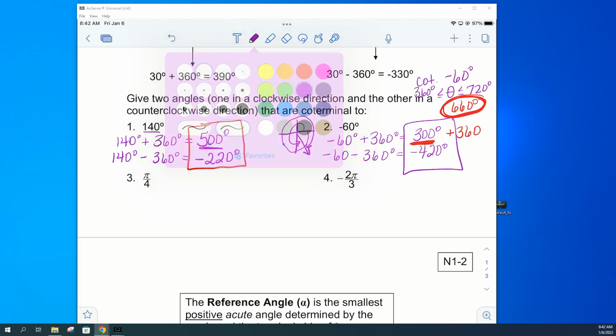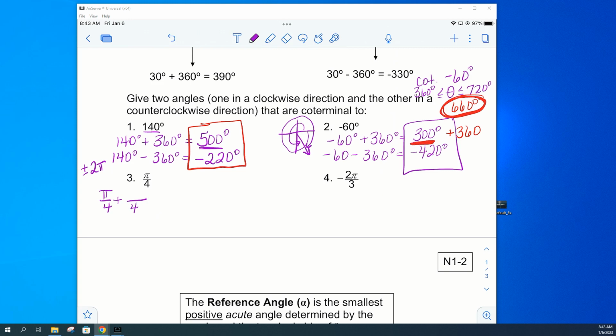All right, let's try another one. Pi over 4. Now with radians, remember, we add or subtract 2 pi. In radians it looks a little different in every problem because of common denominators. If I'm going to add 2 pi to pi over 4, that means my denominator needs to be 4. Quickly, to get that, I just double it and put it on top. So I'm going to add and subtract 8 pi over 4. So I get 9 pi over 4 is one answer. And then when I subtract, I would get negative 7 pi over 4. And those are my two.